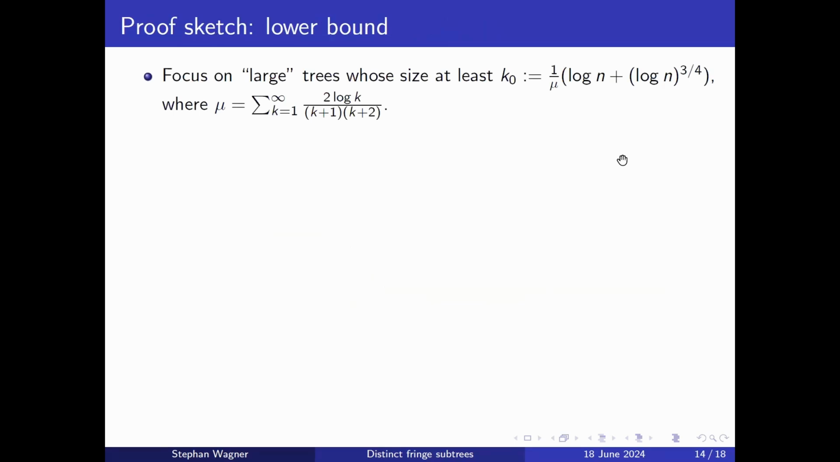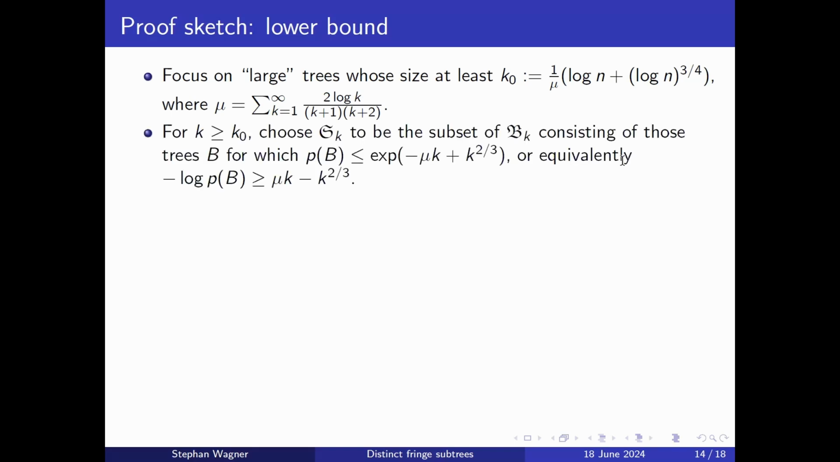And the proof is basically by distinguishing cases depending on the size of the fringe subtrees occurring in your tree. So you basically distinguish between large and small fringe subtrees. So for the lower bound, you focus on large trees, where large means at least, well, this mysterious constant 1/mu here. So mu was the mean constant in Jim's result. So that's the constant that you're using here. And you only focus on trees that are at least this large.